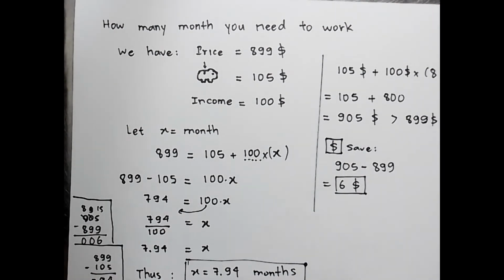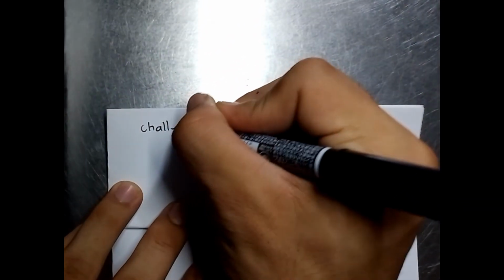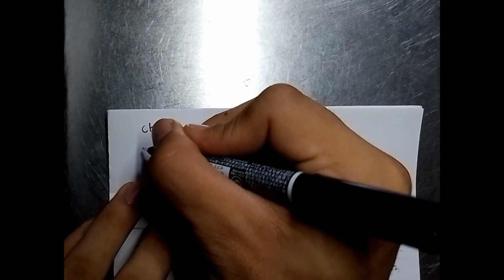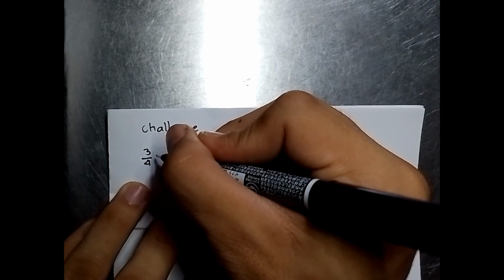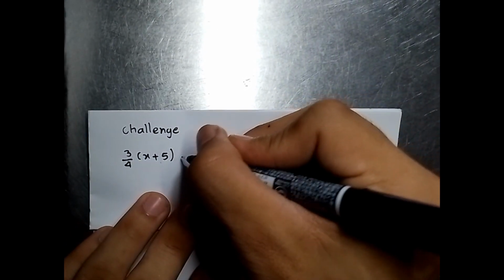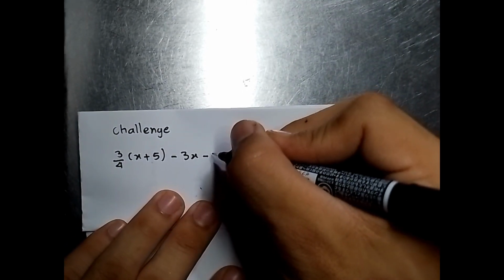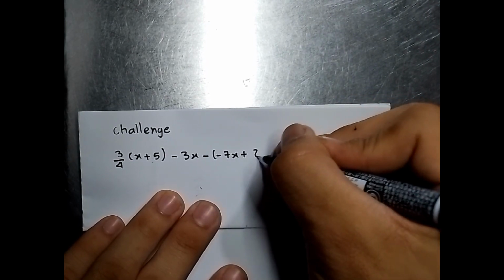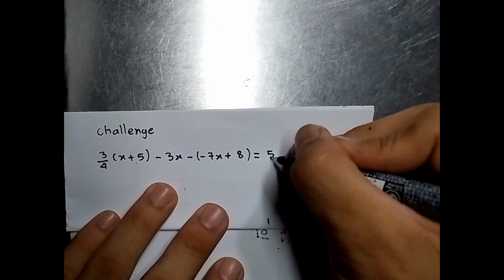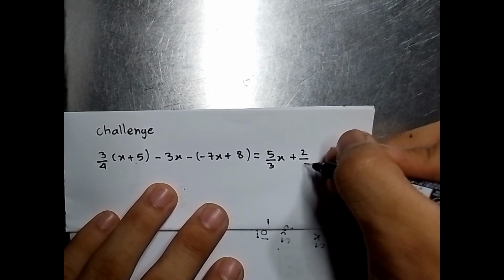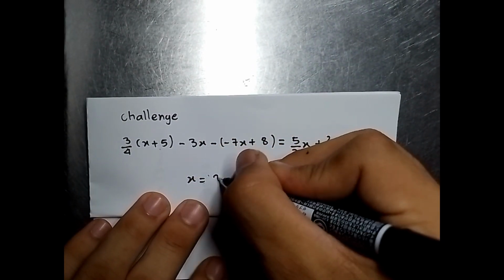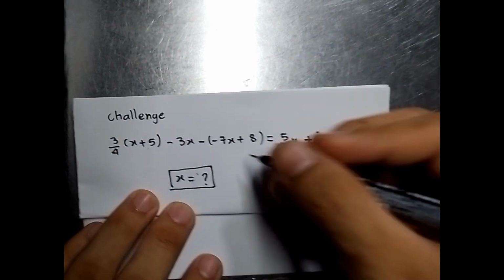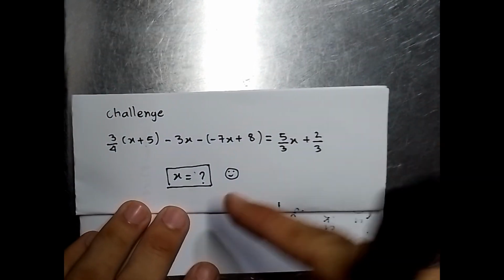Okay, so now I've got one challenge for you. A quick challenge only. Let's practice it. If you want to know whether you can solve this type of first degree equation or not, let's try this challenge. We have 3 over 4 times (x plus 5) minus 3x minus (negative 7x plus 8). Be careful here, there is a parenthesis. Plus 2 over 3. Find x. Now let's take a piece of paper out and start working on this exercise.